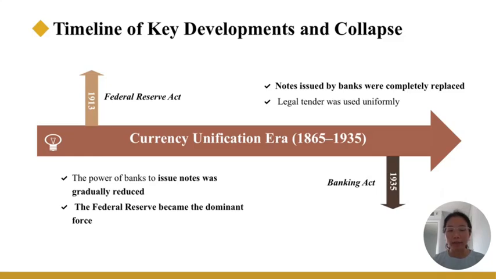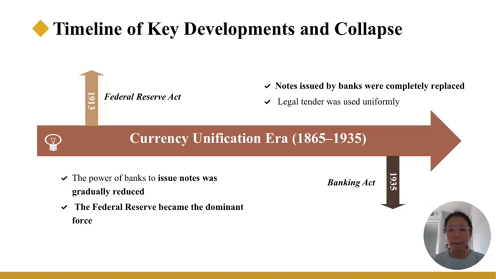From 1865, the United States government passed a series of acts, gradually realizing the unification of the currency. So, the Federal Reserve has become the only institution to issue money. The reasons leading to the removal of bank issue notes are as follows.